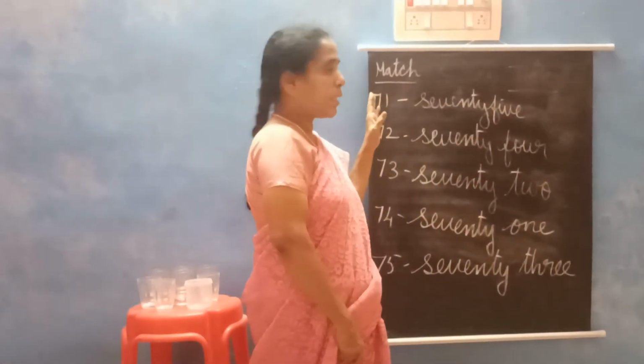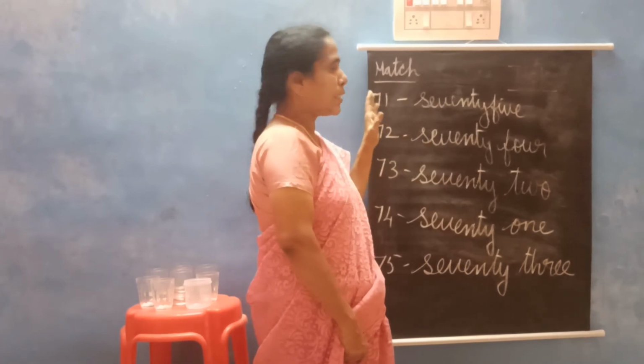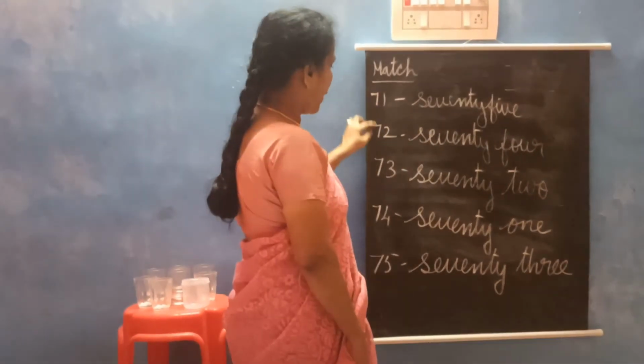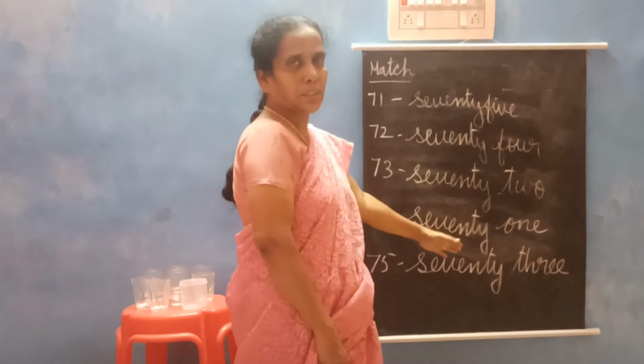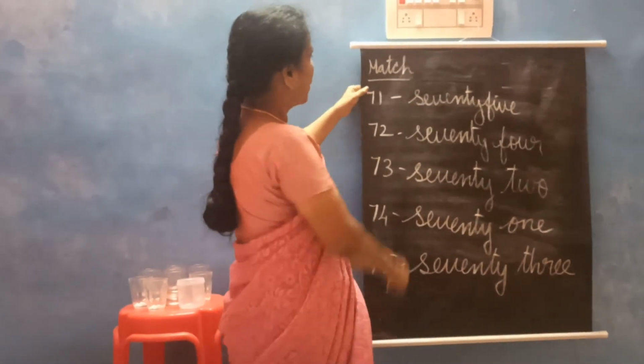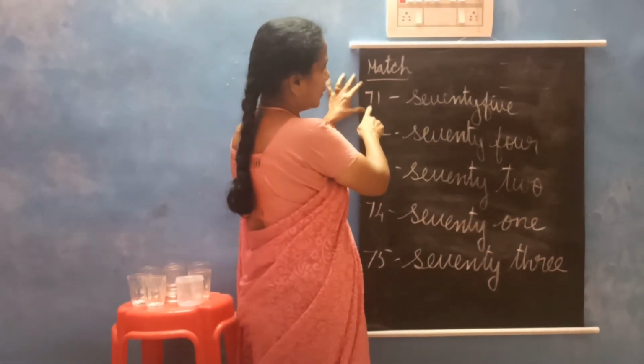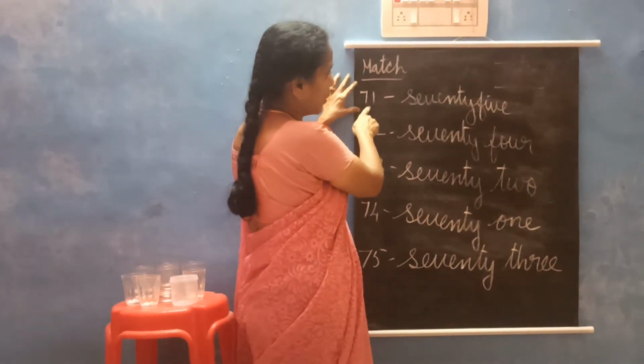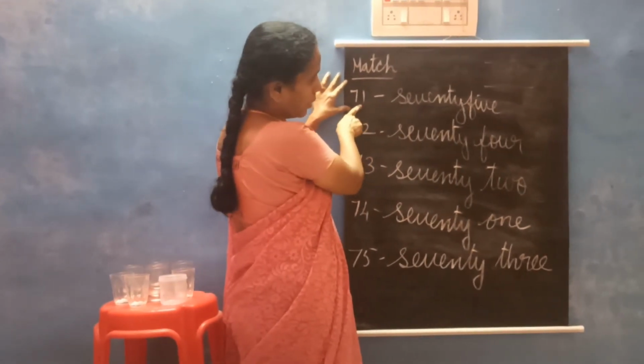Okay, now match the number and number names. Now we are going to match number and number names. These are numbers. This side, number names. Okay, now we will match. What number is this? 71. Where is the number 71? We will find out.